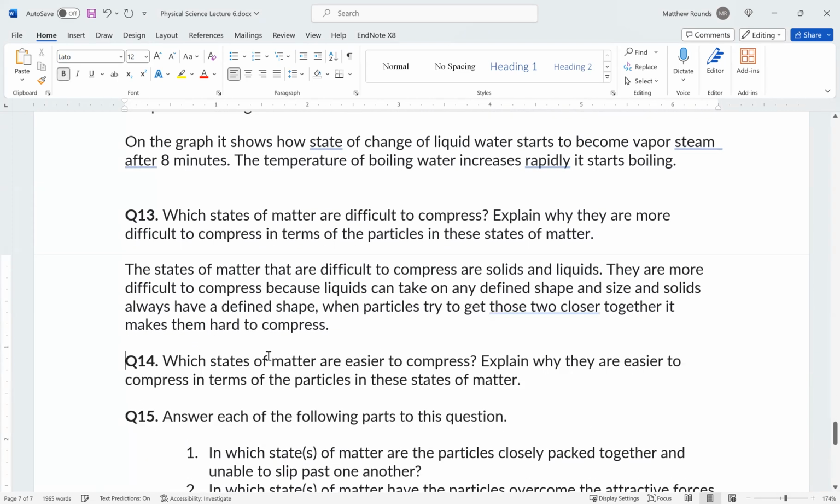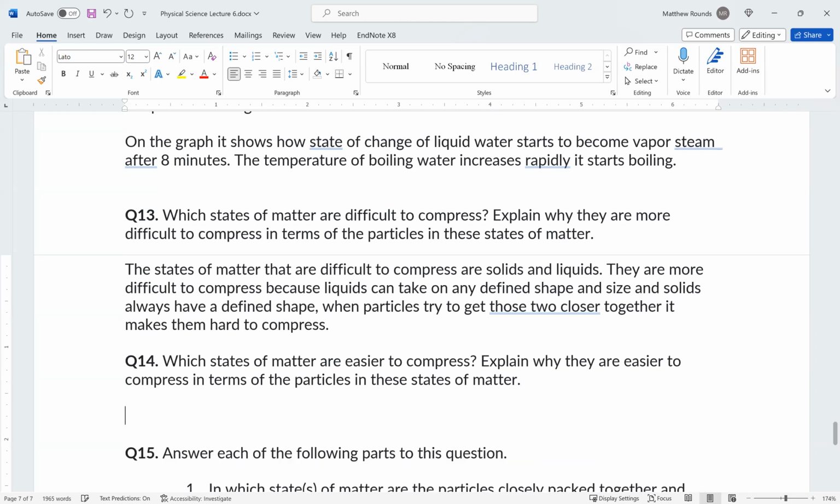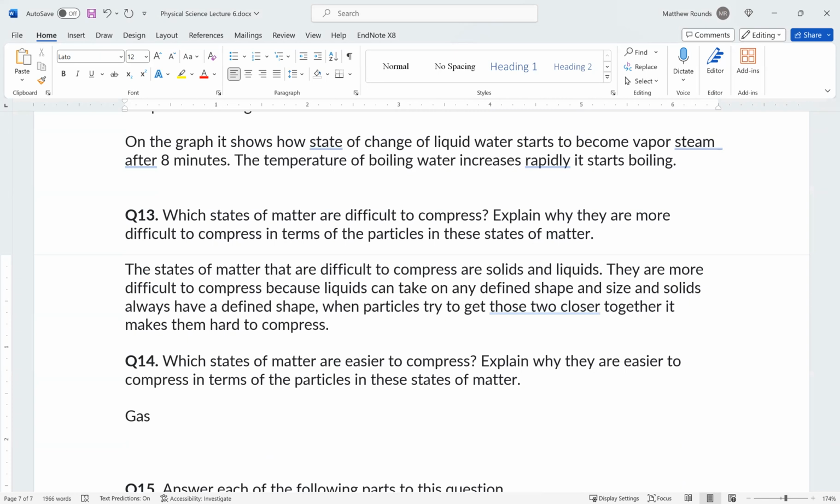All right. Which states of matter are easier to compress? Gas and I guess plasma. I don't really know much about plasma, so I think it's just gas, and it's essentially the opposite of the answer above, which is that they do not have a defined shape.